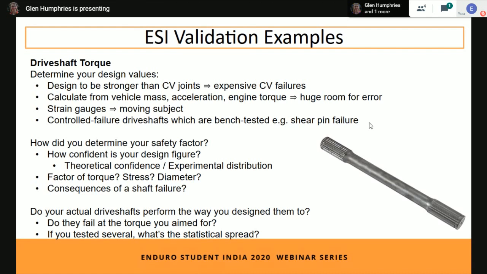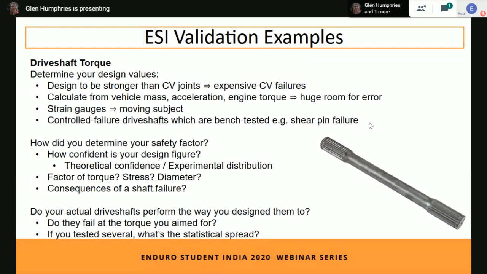And then finally, real-world testing. Do your actual drive shafts perform the way you designed them to? Basically step through that just before of how to measure that, or how I would measure that. Of course, I'd love to see students come up with other ways of doing it, especially if they're cheaper and easier. That's the whole idea.